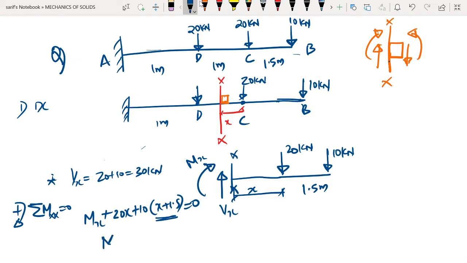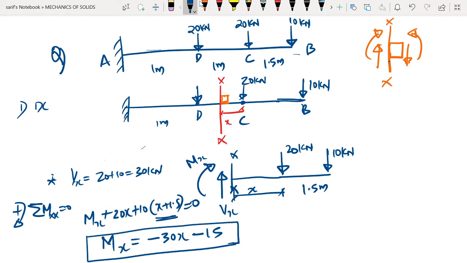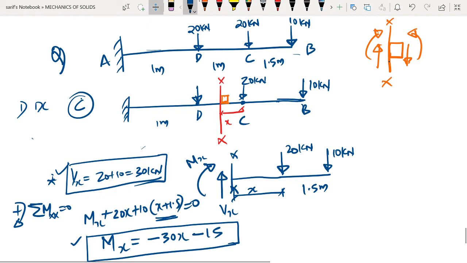So if we try to simplify the expression, we will get minus 30x minus 15. So this will be the expression for Mx now. Similarly, the expression for Vx will be 30 kilonewton. So what we have obtained now is the expression for Vx as well as the expression for Mx for the region DC. What is important is the origin that we have chosen. We have chosen the origin as C. Now let us try to do it for the next region.